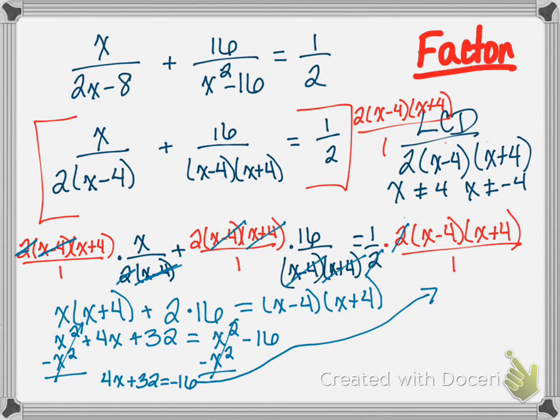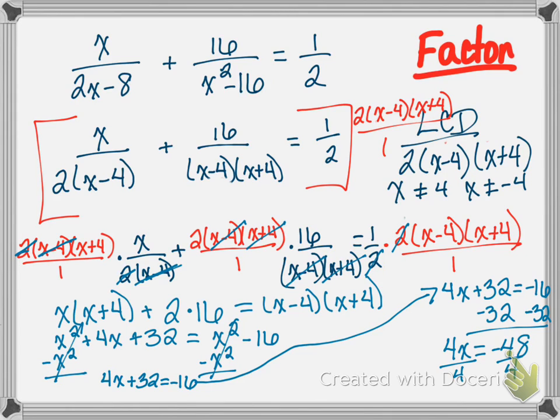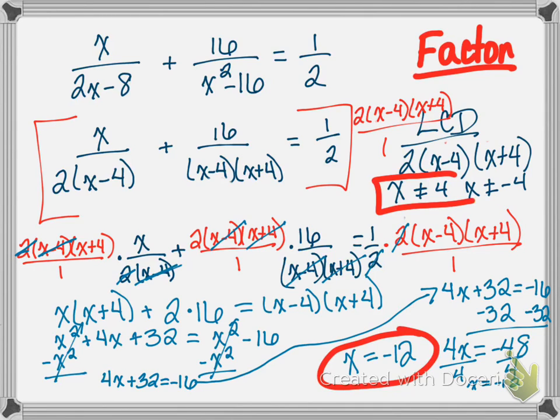If it was a quadratic, that's exactly what you would do. So here I've got 4x plus 32 equals negative 16. You do 4x equals negative 48. Good. Okay, and then we're going to divide by 4. So what is my answer here? Negative 12. Good. X equals negative 12. Okay. Is that okay? Does that make anything undefined? Here's my undefined values. Is x equals negative 12 okay? That works. It works.